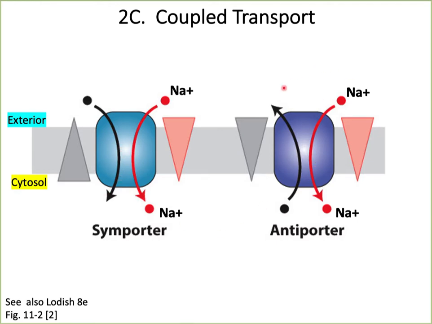On the other hand, cells can move substances in opposite directions. In this case, the sodium is moving from the extracellular space to the cytosol down its concentration gradient, and this other substance is moving from the cytosol to the extracellular space against its concentration gradient. In this case, the transporter is known as an antiporter. So let's look at one example of a symporter and one example of an antiporter.